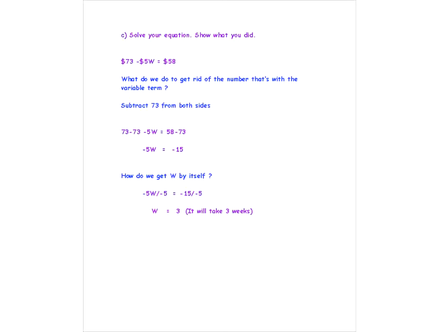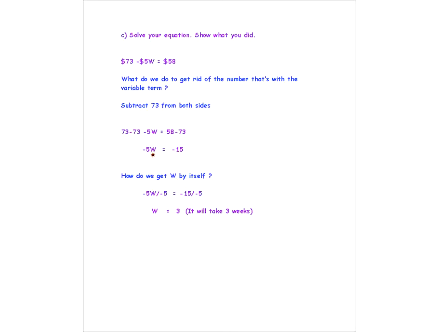All right. So C says, solve your equation and show what you did. If we're solving this equation, we have to find W. That's the missing variable, right? Well, we know that we always have to get rid of any numbers being added or subtracted to the variable term. The variable term is minus 5W, so 73 is being added to the variable term. We need to get rid of 73. What do we need to do to both sides? Subtract 73 from both sides. So 73 minus 5W equals 58 minus 73. We end up with minus 5W on the left, and 58 minus 73 gives us a negative number on the right-hand side.